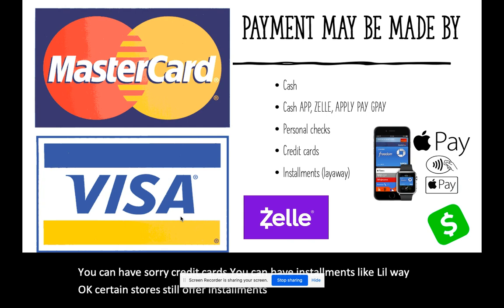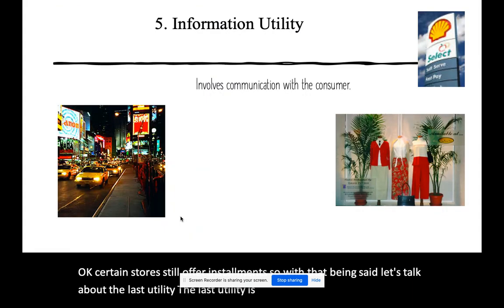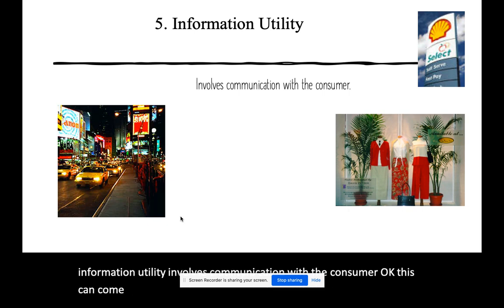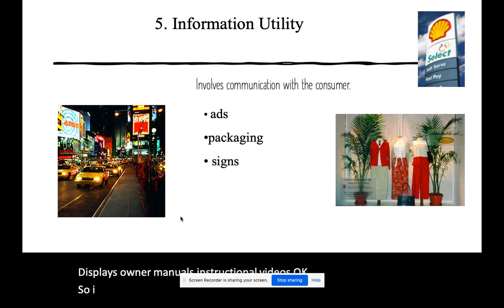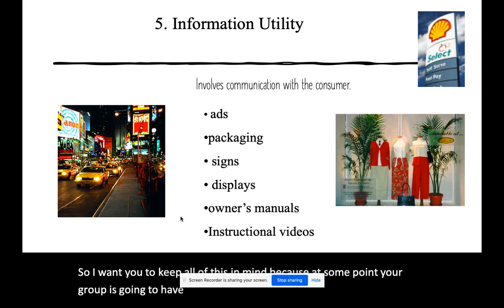So, with that being said, let's talk about the last utility. The last utility is called information utility, and information utility involves communication with the consumer. This can come through ads, packaging, signs, displays, owner manuals, instructional videos. So I want you to keep all of this in mind, because at some point your group is going to have to create an informational utility on a product. Keep that in mind. Take a picture of this and remember it.